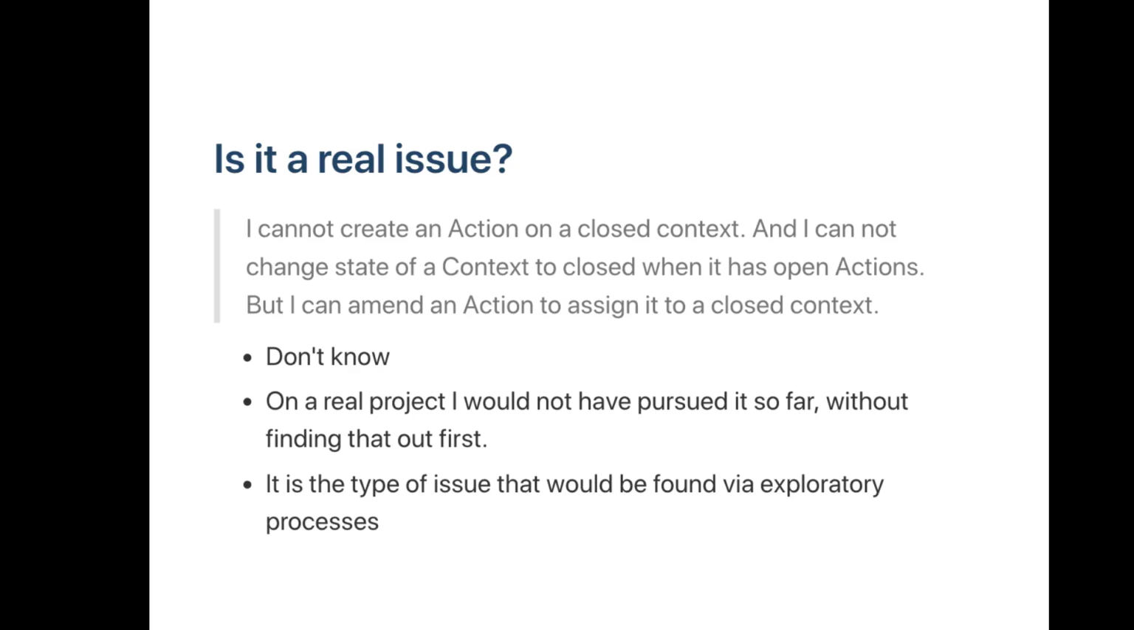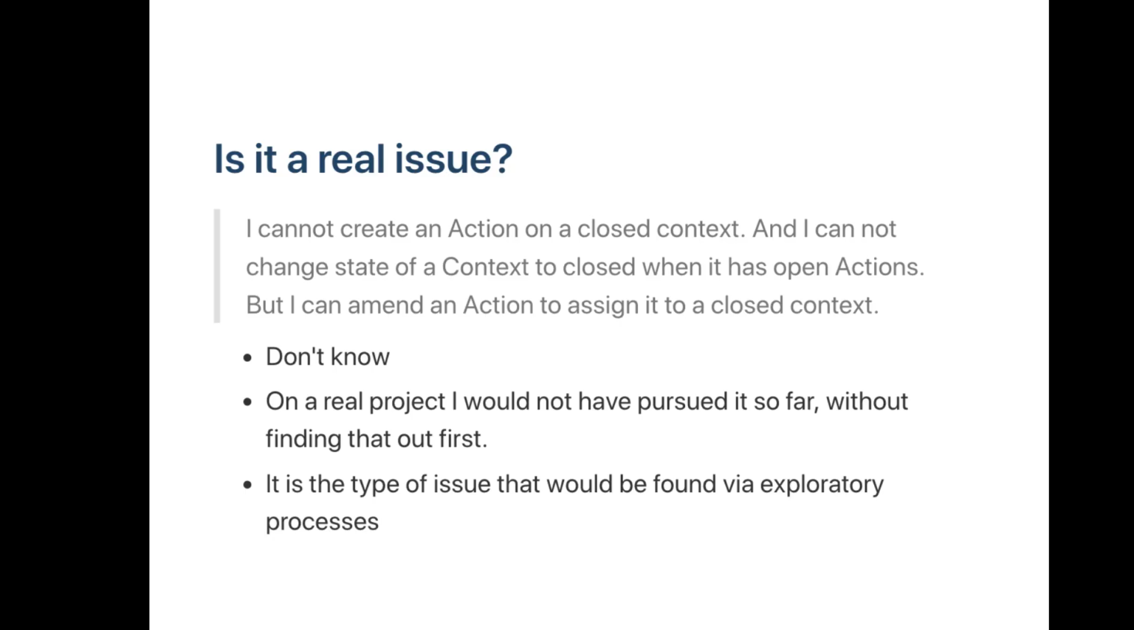But I can add an action to a closed context when I amend the action. I cannot create an action on a closed context, but the drop down shows me the closed context, so perhaps it shouldn't. So I've got ways of bypassing the constraint, and there is functionality in the tool itself that lets me hit that constraint more easily, right? I can try to add an action onto a closed context. If that constraint was really important, perhaps that shouldn't even be an option.